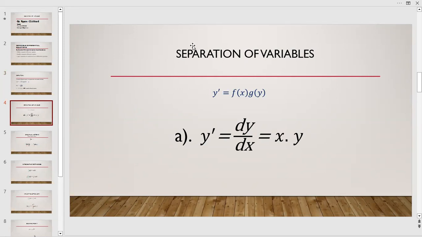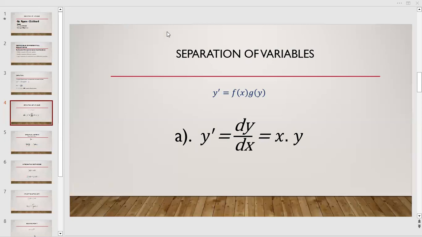Okay, let me see who is here. Clivius, are you present? Yes, sir. Can you read for us the equation that is on the display? Separation of variables. Y prime is equal to f of x multiplied by g of y. Yeah. So which shows that y prime is equal to dy dx, which is equal to x multiplied by y.